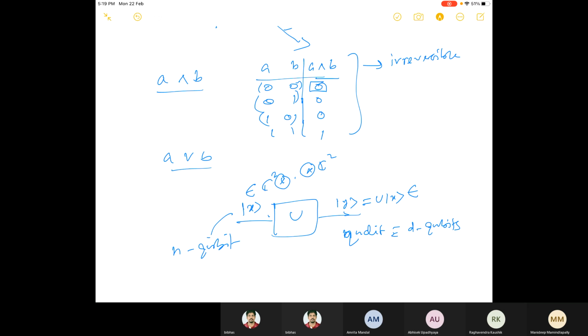This is just a name people use. Qubit means just d qubits. So then it will be C squared. So this is the qubit space, and the tensor product of C squared, so this is d times. Here it is n times.